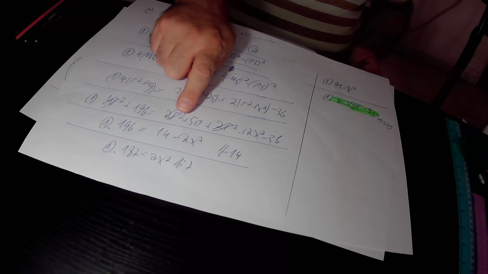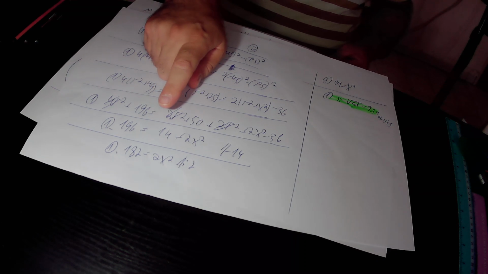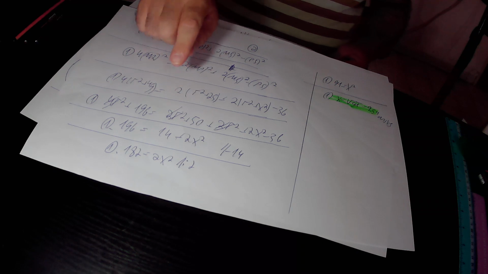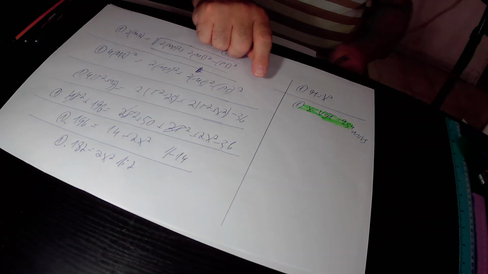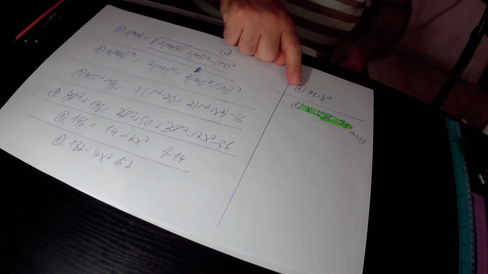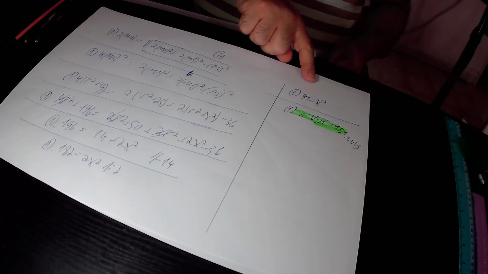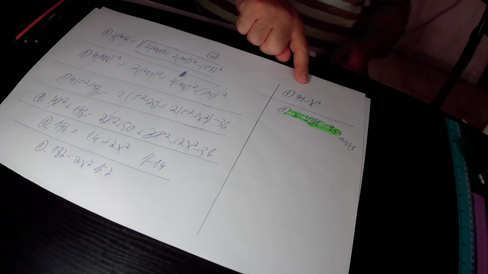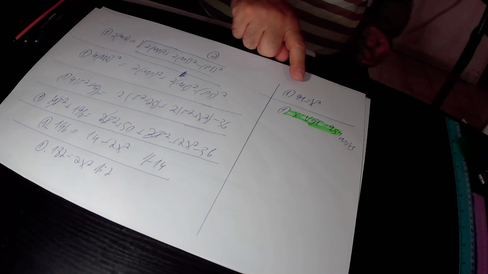Here we subtracted 14 from this equation, and finally found that 196 minus 14 is 182. So in total 182 equals 2x squared. Here we divided this equation by 2, and finally found that 182 over 2 is 91. So in total we can find that 91 equals x squared. Here we took the square root and finally found that x equals the square root of 91, which is equal to 9.54 units.